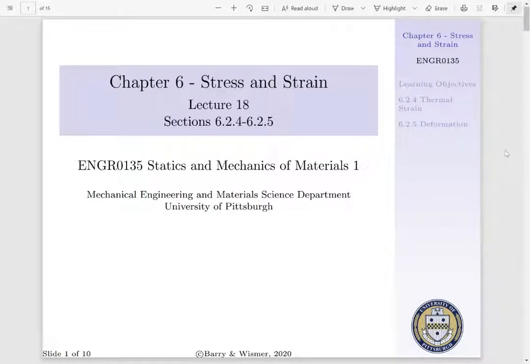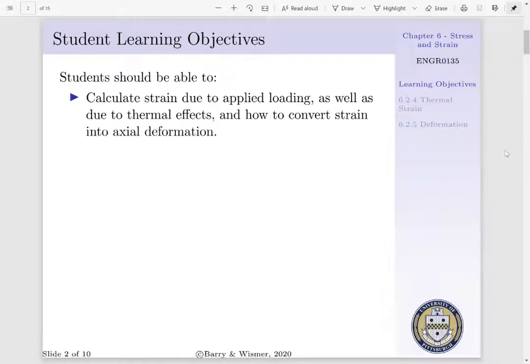Lecture 18 covers sections 6.2.4 through 6.2.5. At the end of today's lecture, you should be able to calculate strain due to applied loading, as well as the strain due to thermal effects, and how to convert these two strains into axial deformation.